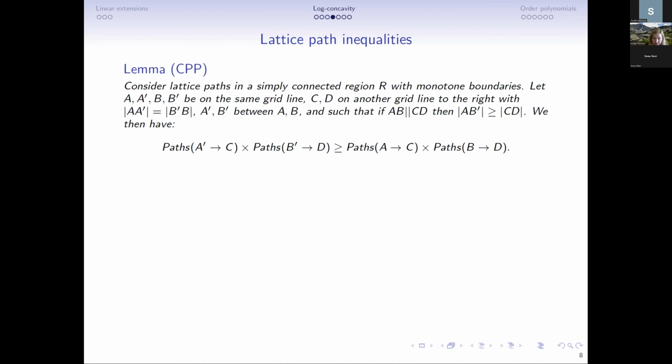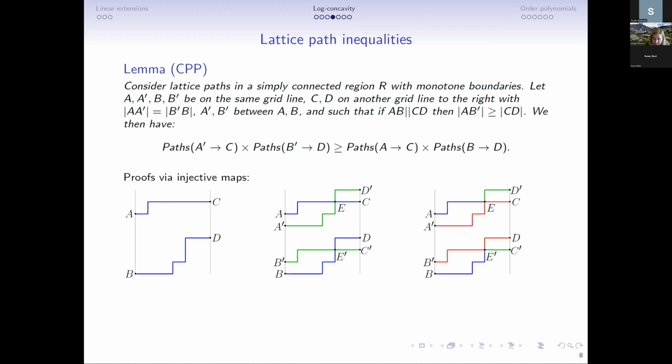What may not work in higher dimension is the following bijections and injections that we actually do. So this is an injection about lattice paths. Don't read the long statement. We can actually just see how the injection works. We take pairs of lattice paths, from A to C and from B to D. There is some region in which they live.